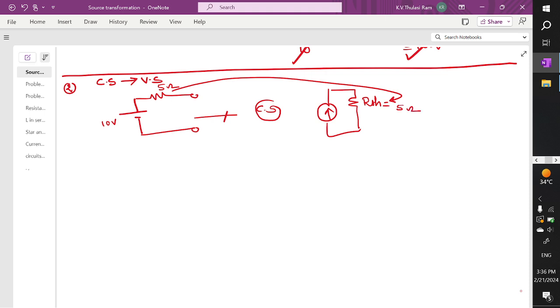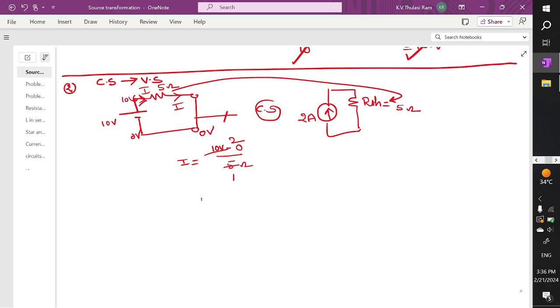Now we want to find the current. How to find the current in this branch? We short it and write this current as I. So I can calculate I is equal to: the voltage at this point is 10 volts and this is 0 volts, so (10 minus 0 volts) divided by the branch resistor, which is 5 ohm. 5 ones are 5, 5 twos are 10. So you are going to get a current of 2 amperes.